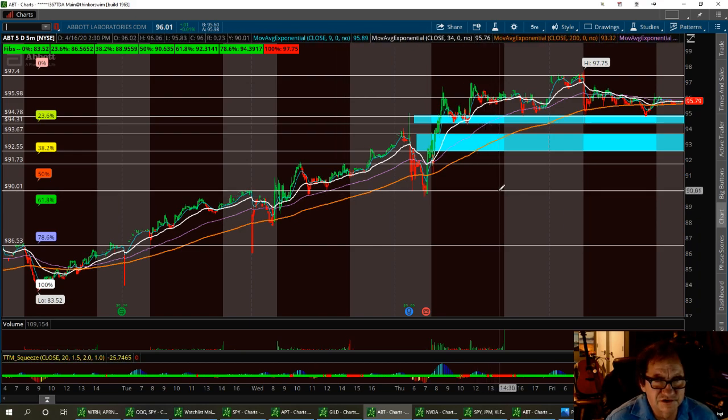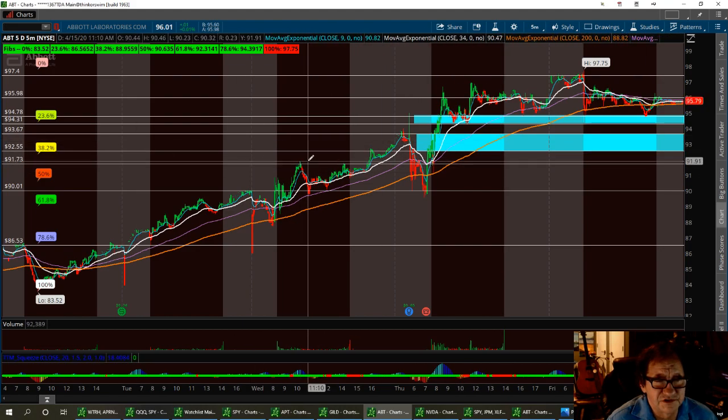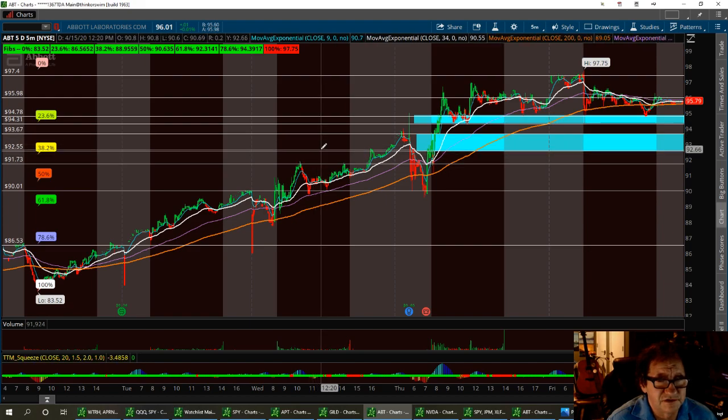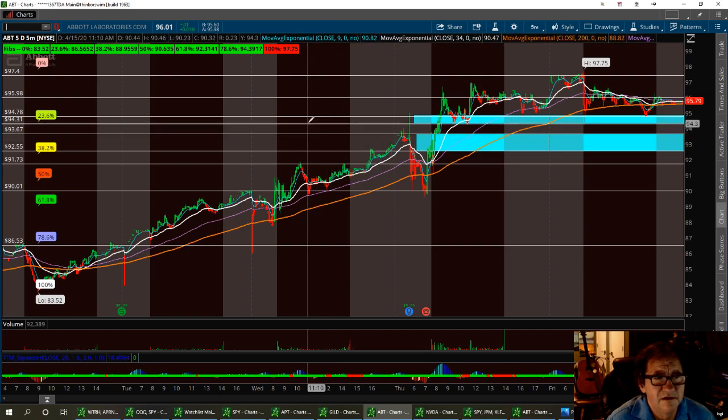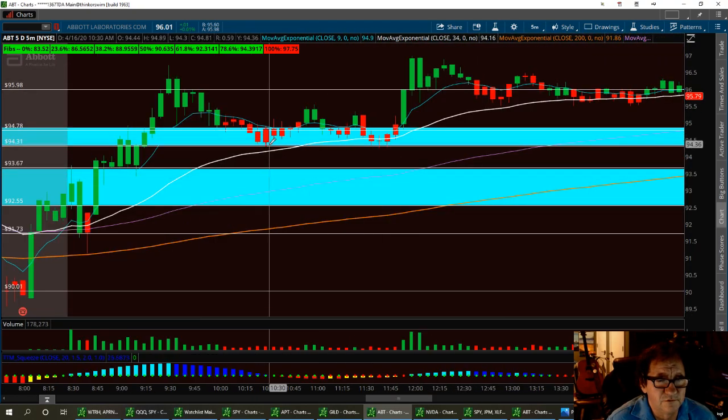So we got a low support at $90. I'm going to repeat these again on Abbott with that first support, our third support at 91.73, with a channel of support on the second one at 92.55 to 93.67, and that first one at 94.31 to 94.78. You see how they kind of dip in here like we did right here? You see how that held that support area?